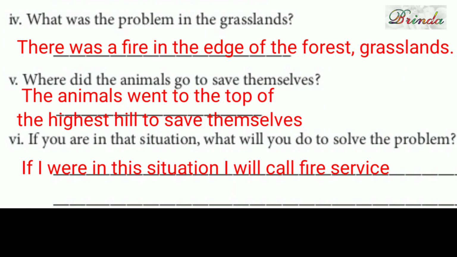Okay, children. Next one, if you are in this situation, what will you do to solve the problem? Okay, now imagine you are here. So, a fire is happening. How will you manage? Okay, you can tell any answer. If I am in that situation, I will call the fire service. I will use my cell phone. Now you have a phone in your hand, isn't it? Using the phone you can do something. You will tell the landmark and share the Google map, and you can inform higher authorities that there is a fire and immediately the fire service will come and put out the fire.